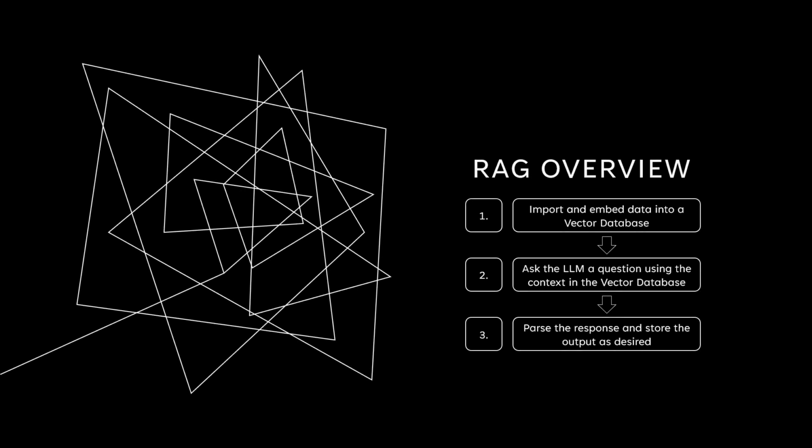So moving on, now that we've seen what a RAG application is and what a structured data output looks like, let's take a look at a practical example. Recall we will, number 1, begin by importing and embedding the data into a vector database. 2, we ask the LLM a question using the context in the vector database alongside our custom prompt. And 3, parse the response and store the output as we prefer.